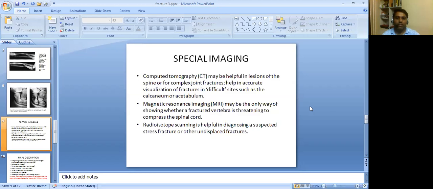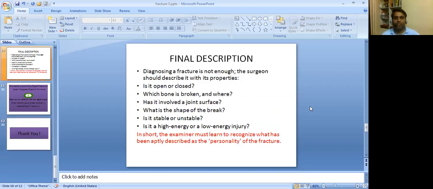Radioisotopic scanning is helpful in diagnosing a suspected stress fracture or other undisplaced fractures. Then final description. Diagnosing a fracture is not enough. The surgeon should describe it with its properties.